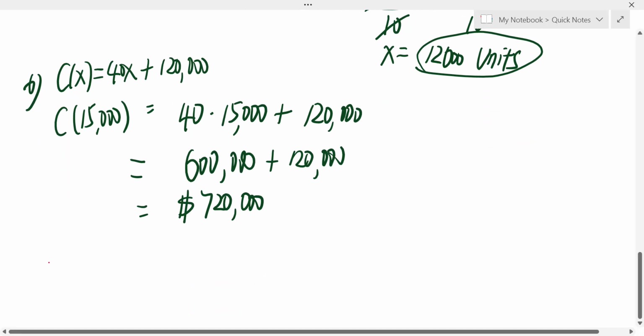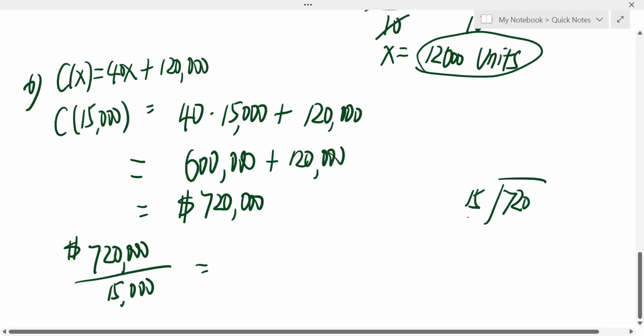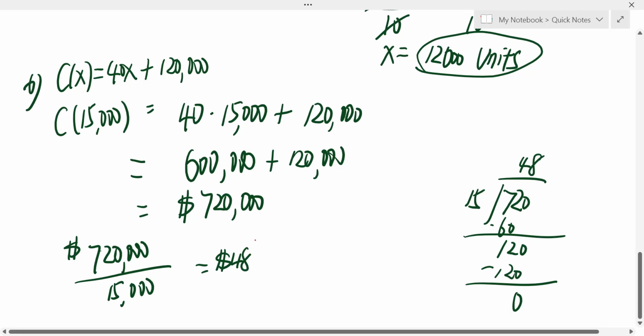If we divide this by 15,000, we get the average cost per unit. So dividing 720,000 by 15,000 units. And let's see what that is, right? We drop 3 zeros, 720 divided by 15. It's going to be 72, and 4 times. That's 60. That's 120. If you go into 120, it's 8 times 15. So this is $48 per unit average cost.